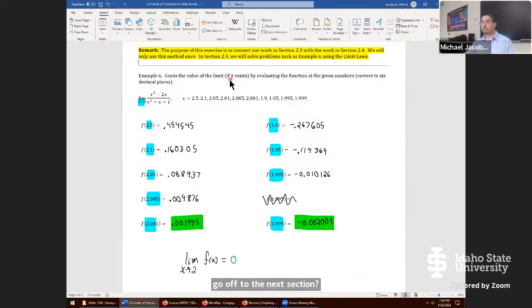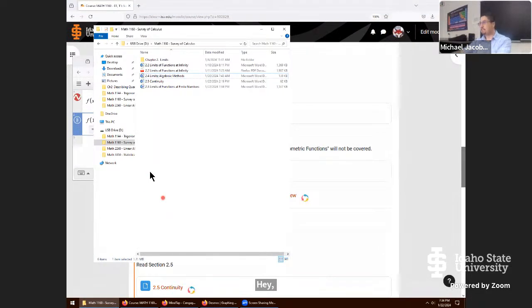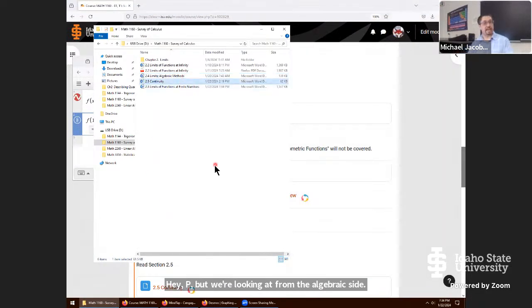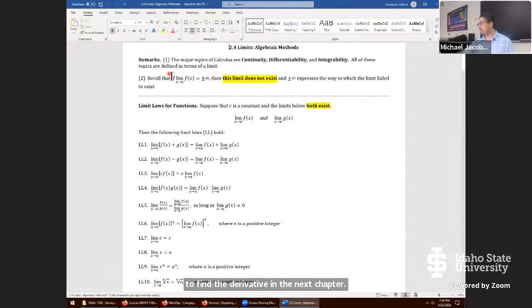Okay, so at this stage, we've done a lot of work on limits. Section 2.4 is the same type of concepts, but we're looking at it from the algebraic side. And then section 2.5 is where we're going to look at continuity. After we're done with that, we'll finally be about ready to define the derivative in the next chapter. But the derivative is defined in terms of limits, so our best thing to do at the moment is take a look at these again.